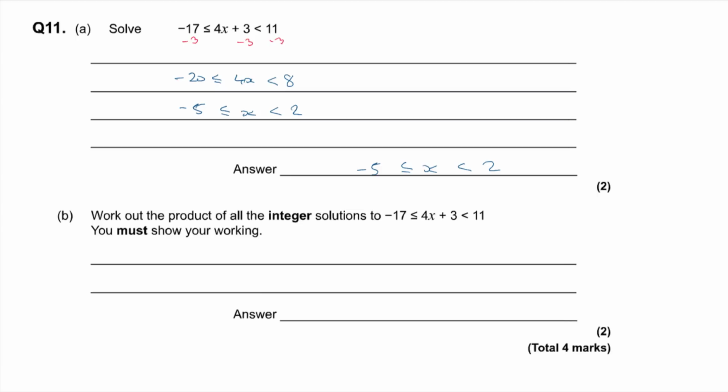Well, we've already simplified it down to -5 is less than or equal to x, which is less than 2. So imagine that as a number line again. -5, -4, -3, -2, -1, 0, 1, 2. Put in a filled circle at -5 because it's greater than or equal to -5, and an empty circle at 2. Okay, so what are the values that match? -5, -4, -3, -2, -1, 0, 1.